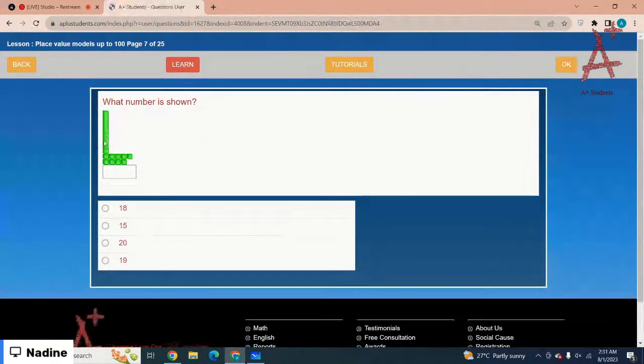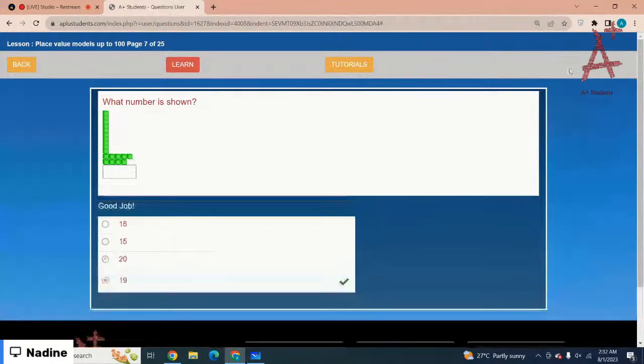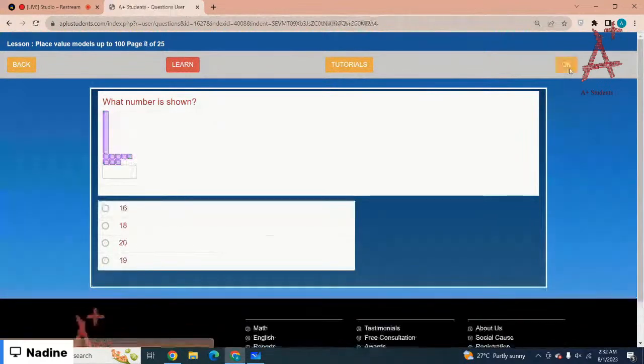Okay, what number is shown? This one represents 10. That means you have only one 10. Now you can count the ones. 1, 2, 3, 4, 5, 6, 7, 8, 9. That means you have 9 at the ones position, and the digit at the tens position is 1. So that means it is 19. The correct option is 19.